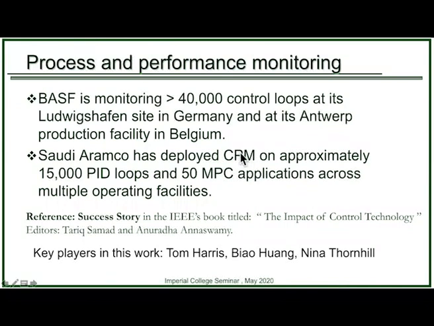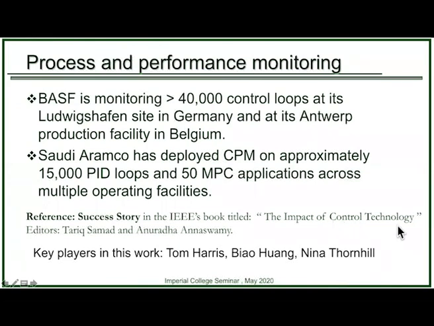So the examples are that BASF, at its Ludwigshafen site in Germany and at its Antwerp facility in Belgium, is monitoring more than 40,000 control loops. Likewise, Saudi Aramco is also deploying CPM on thousands of loops and many model-based predictive control applications. Some of these details appear in this book titled The Impact of Control Technology.